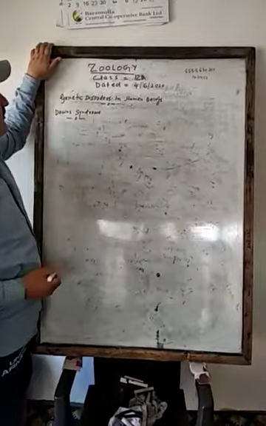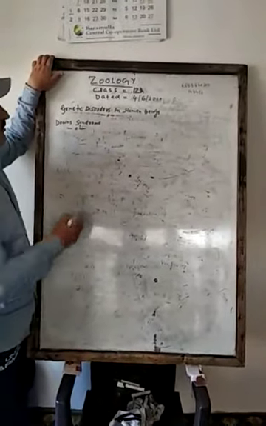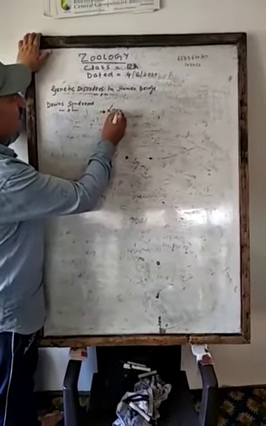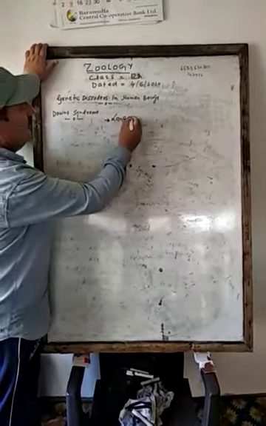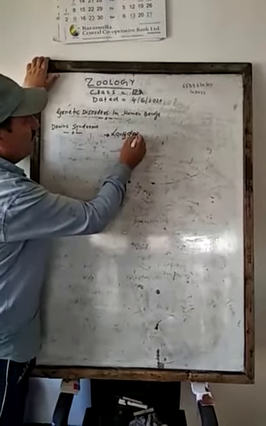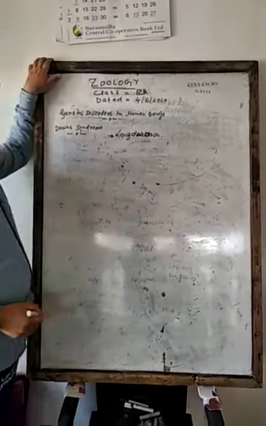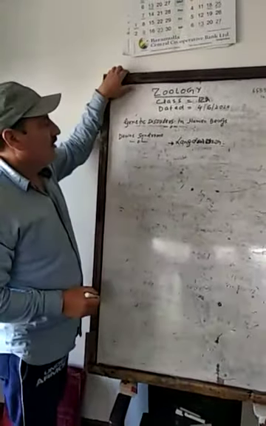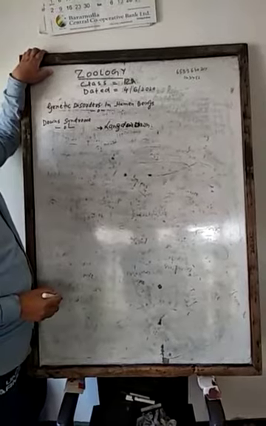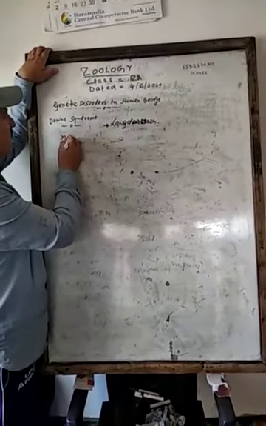Today we will discuss genetic disorders in human beings, and one of the disorders is Down syndrome. Down syndrome was first discovered by Langdon Down, and so it's called Down syndrome. But the children born resemble Mongols, so it was also called Mongolism.